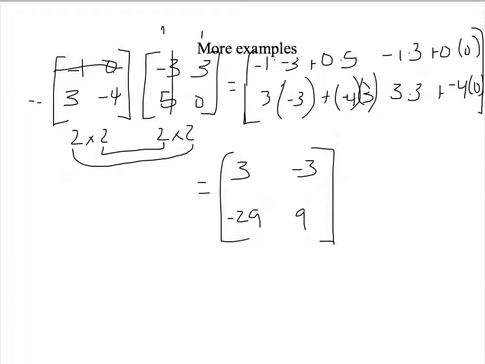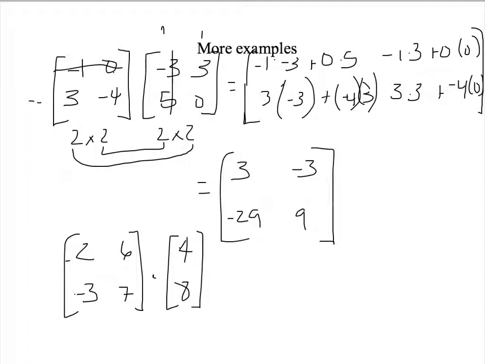Now I was going to show you another example, but I'm not going to. Oh, why not? Okay, let's do another example. Let's do a 2 by 2, and I'm going to multiply that by a 2 by 1. So 2 by 2, 2 by 1, the numbers in the middle are the same, I can multiply. My product, my answer matrix, will be a 2 by 1.